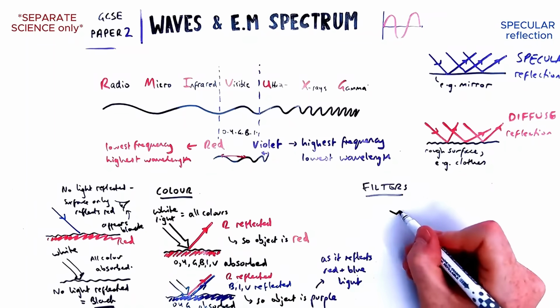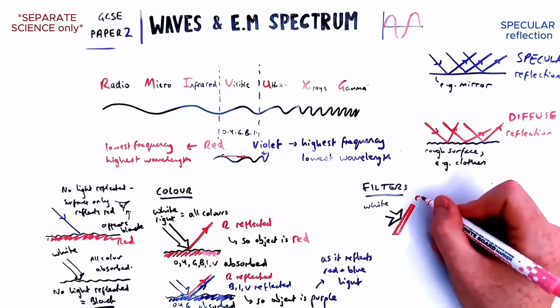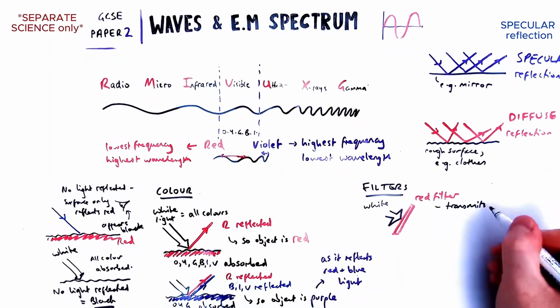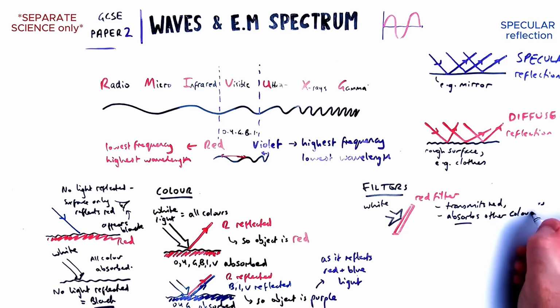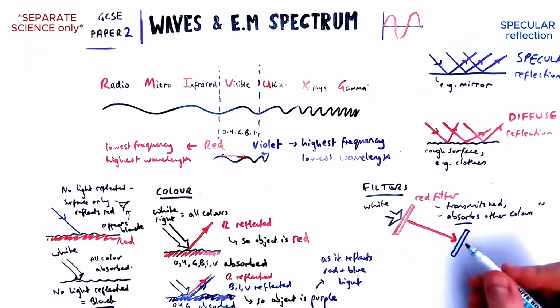Next, let's talk about filters. Filters don't allow light to be reflected, they allow light to be transmitted. So let's have white light going through a red filter. A red filter will transmit red colours, but it will absorb all other colour wavelengths. So that means in this case that the red light goes through, but all the other colours are absorbed.